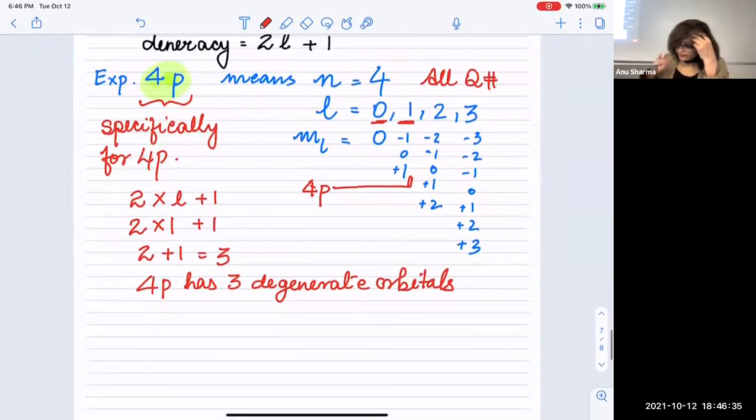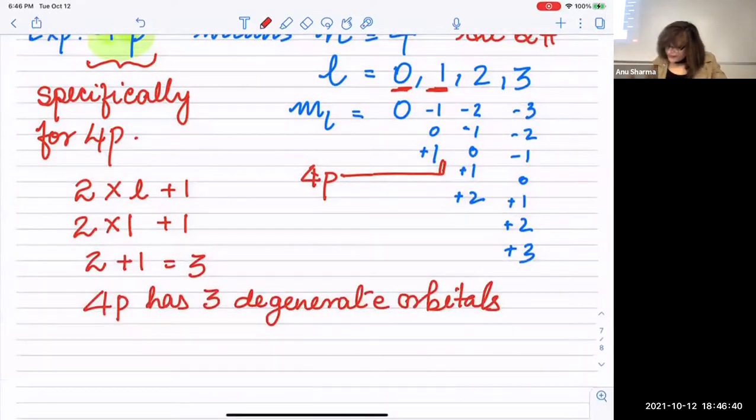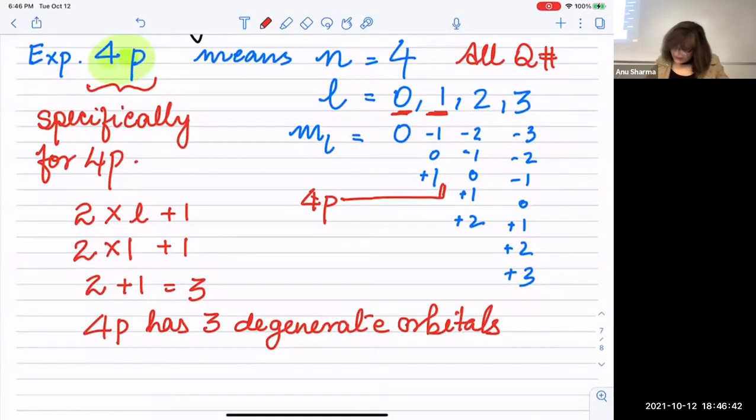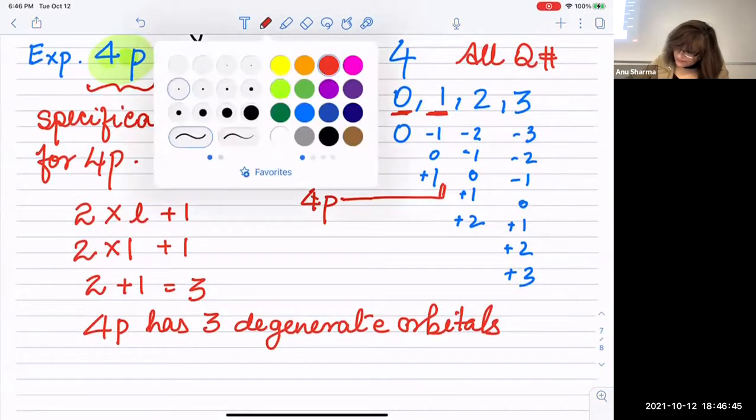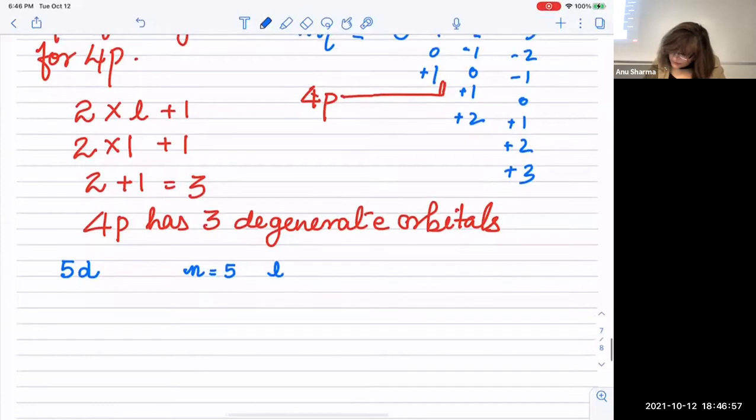Okay. All right. So degenerate means same. So that's the case you can get for 5D. Let's look at this example, 5D. You have to look at the value of L. So N is equal to 5, right? And L is equal to 0, 1, 2, 3, 4.